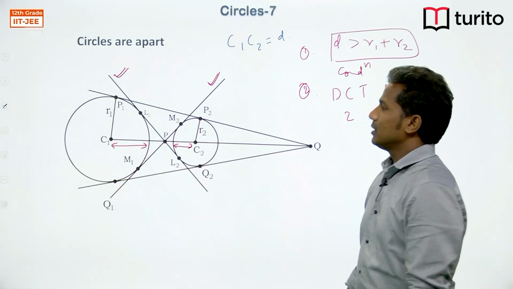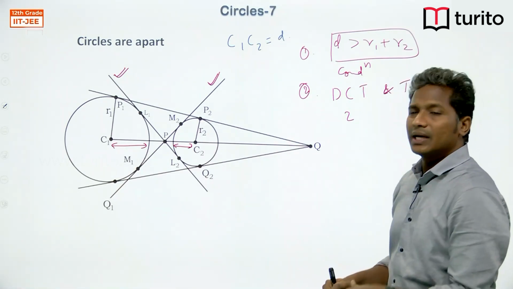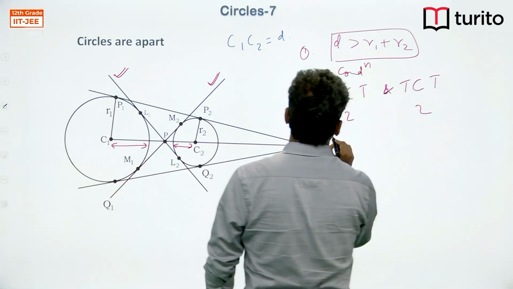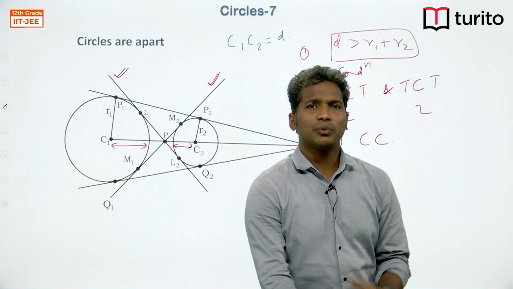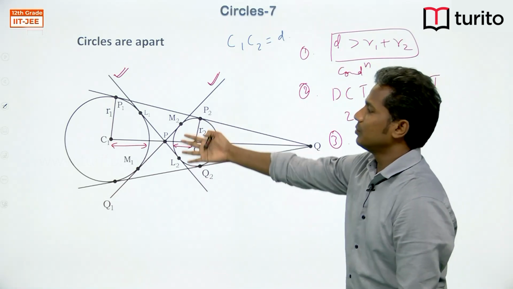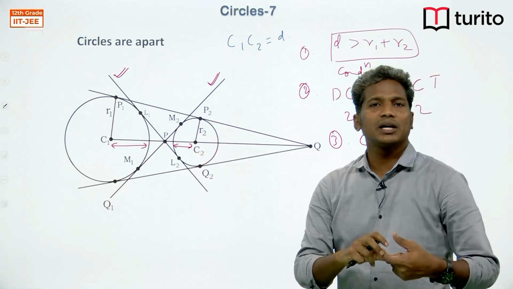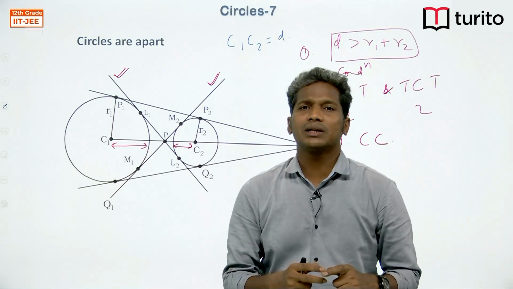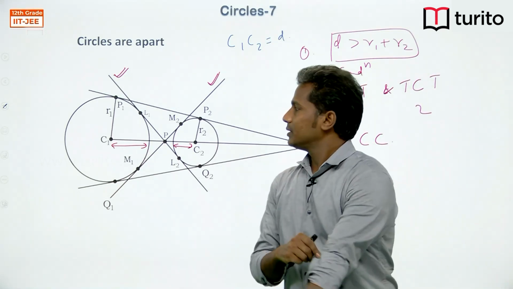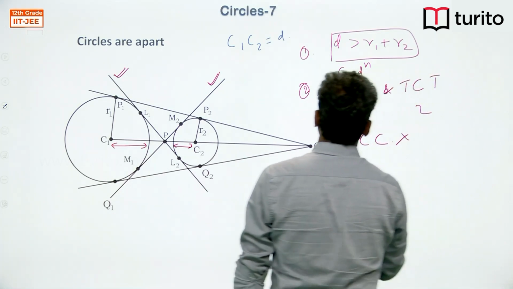Now similarly, are there any common chords? Is it possible? Here common chords are not possible because the circles are not intersecting. We get a common chord only when circles intersect. So, common chord not possible.